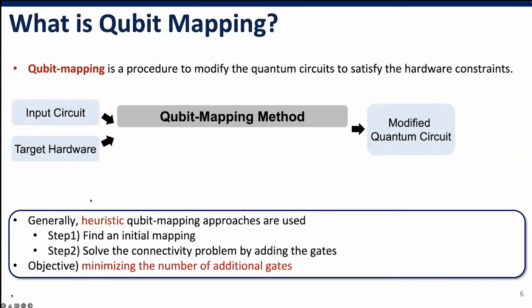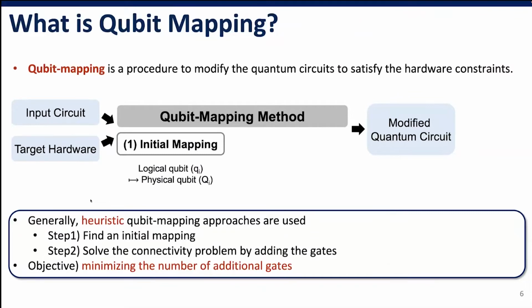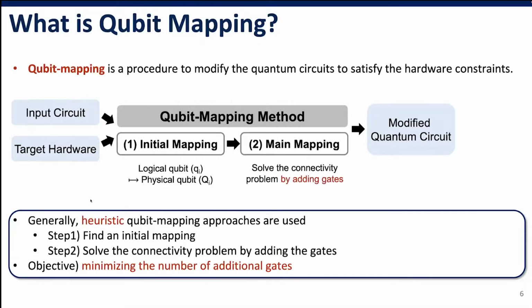Now, I will explain qubit mapping. Qubit mapping is a procedure to modify the quantum circuit to satisfy the hardware constraint. To increase the speed and scalability of qubit mapping, heuristic approaches are generally used, and they consist of 2 steps. The first step is to find an initial mapping. Initial mapping refers to the connection between logical qubits and physical qubits, and this stage determines the gate constraints. The next step is the main mapping. If the connectivity constraint is violated in a certain gate, it solves the connectivity problem by adding gates.